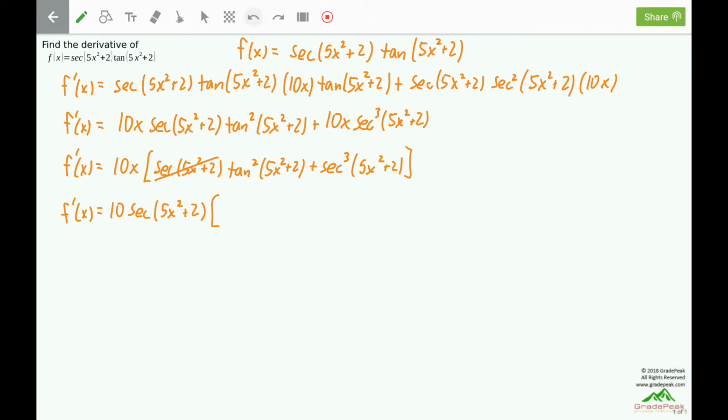It looks like we will have tan squared of 5x squared plus 2 plus secant squared of 5x squared plus 2. And there's our factored and simplified version of the derivative f prime of x.